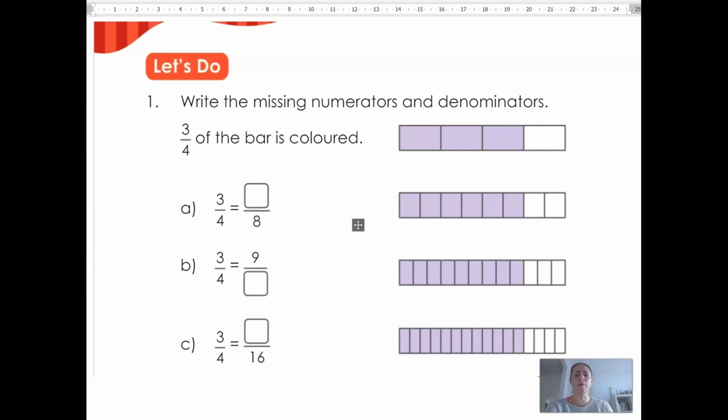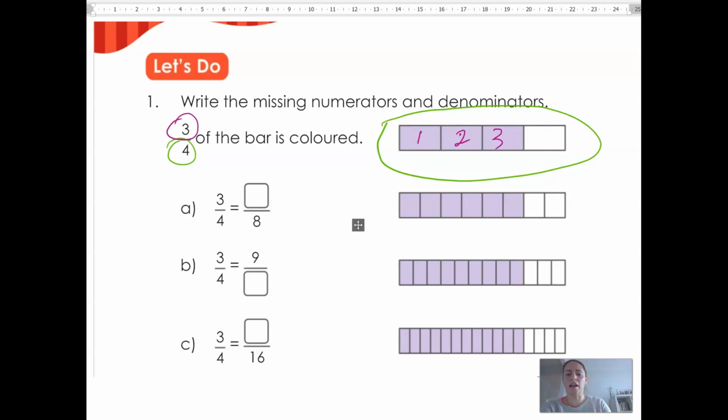So it's got to write the missing numerators and denominators. 3/4 of the bar is coloured. Okay, so the denominator equals a 4. But the parts are 1, 2, 3 parts, which is up here. So remember, the numerator shows you how many parts you're using or talking about, but the denominator shows you the whole.